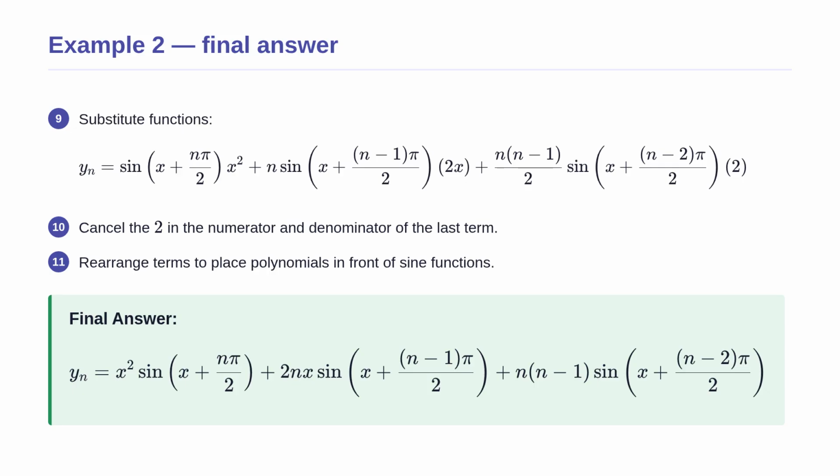We simplify the fractions by cancelling out the 2 in the numerator and denominator of the last term. We also rearrange the terms so the polynomials are in front of the sine functions. This is the final general formula for the nth derivative. You can now plug in any number for n and instantly find that derivative.